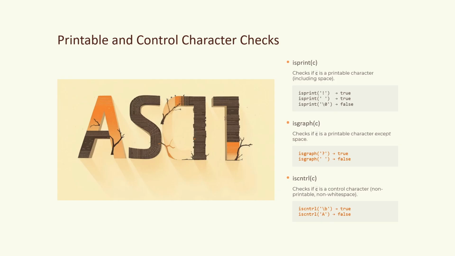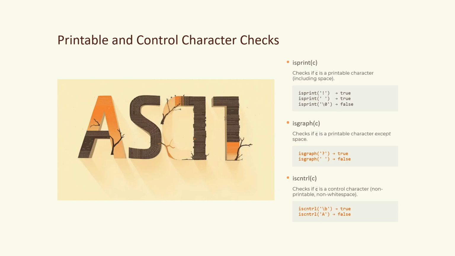We have provided some examples. So isPrint of space is going to return true. isPrint of any other non-printable character is going to return false. isControl of backslash b is going to return true, whereas isControl of a is going to return false. These functions are useful when analyzing sentences or validating special characters in passwords.